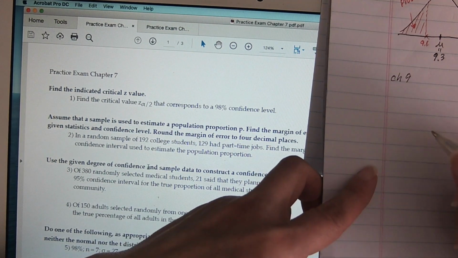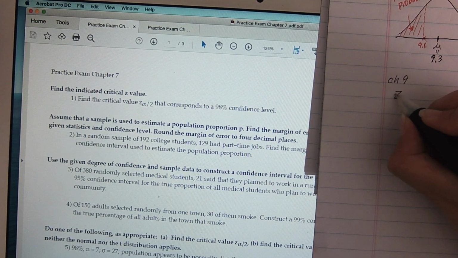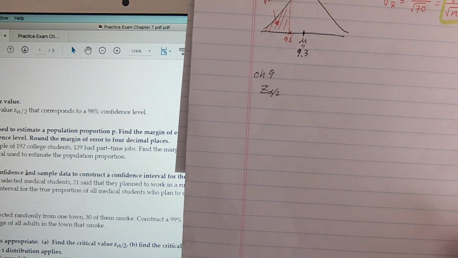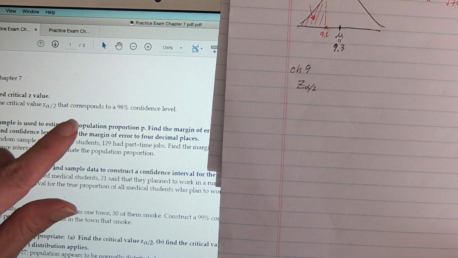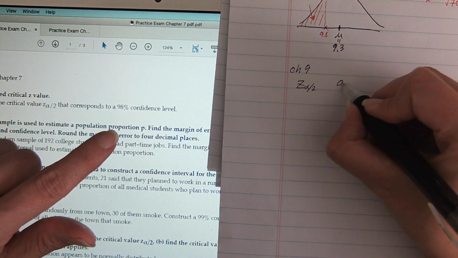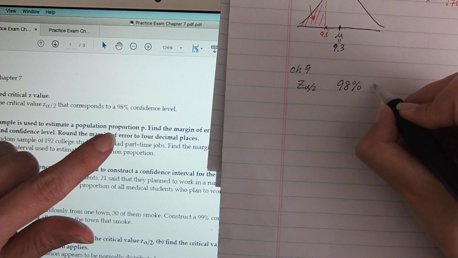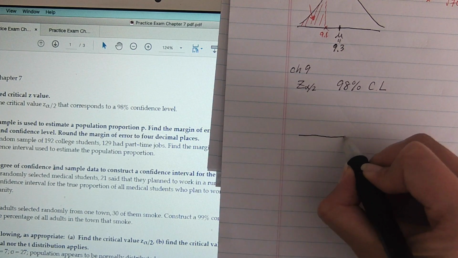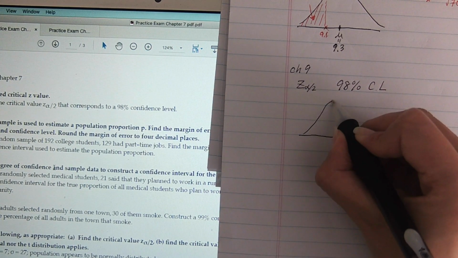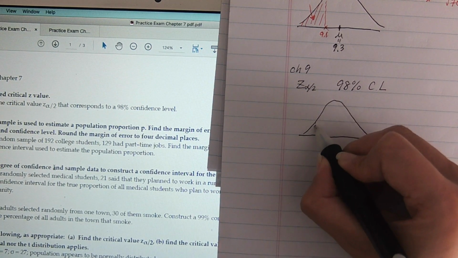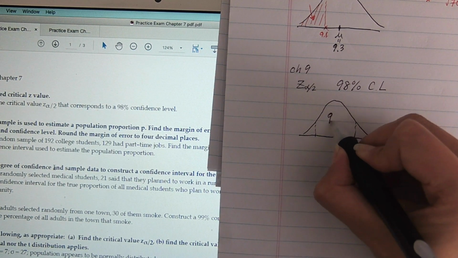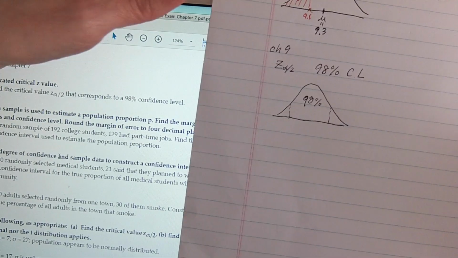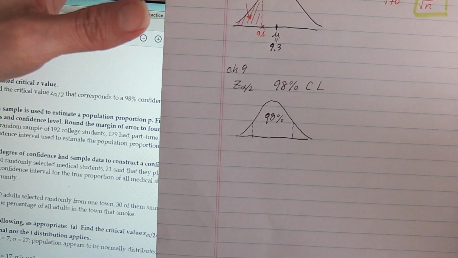So Z, what does this mean? Alpha divided by 2. Can you see that? Then it's a 98% confidence level, which means you have a better shape. They make sure you have 98% happening for the center.